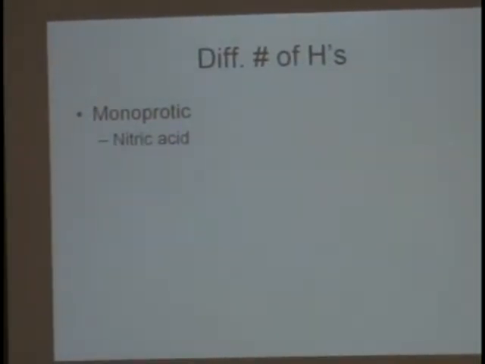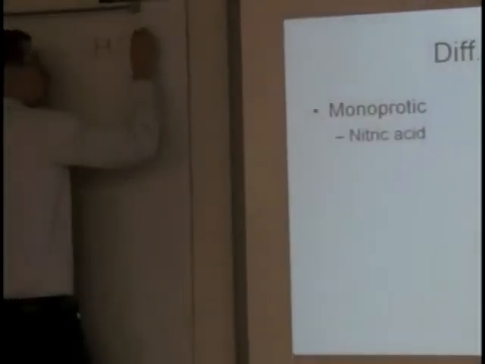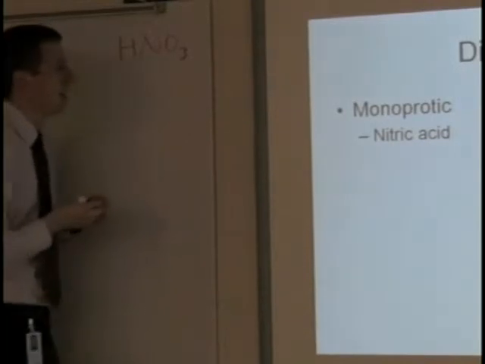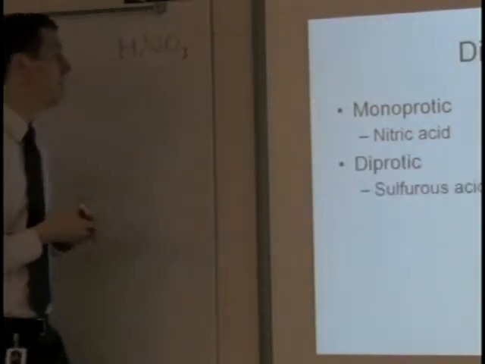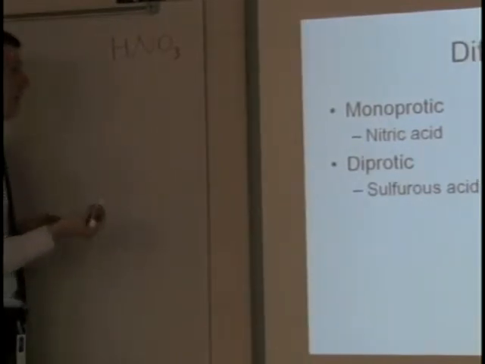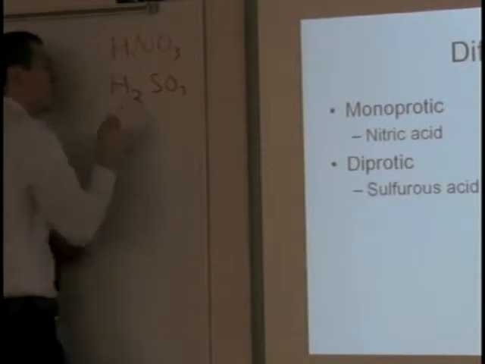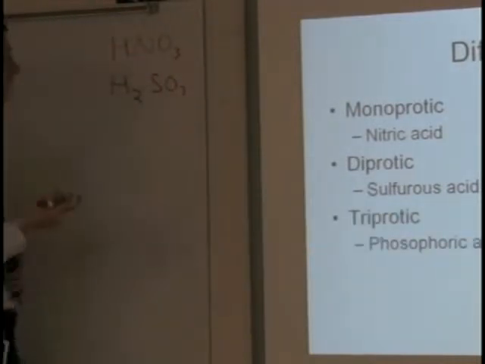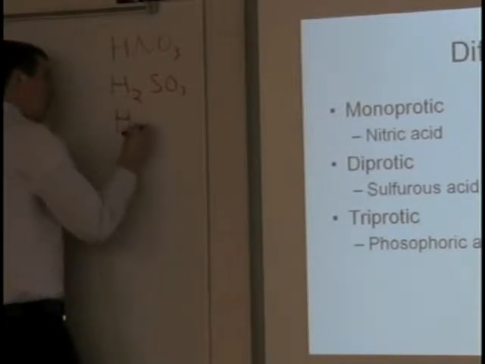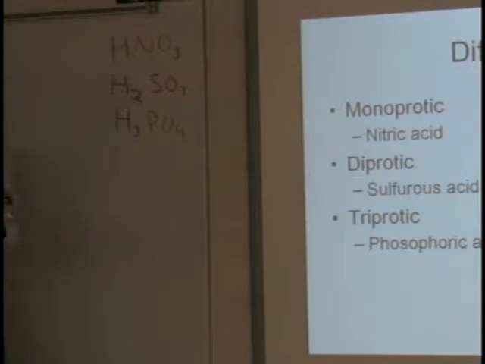that hydrogen. There are things called monoprotic acids. An example could be HNO3, nitric acid. It has one hydrogen to give. A diprotic acid could be sulfurous acid. Why it's called diprotic is because it has two hydrogens to give. A triprotic could be phosphoric acid, H3PO4. Why is it called triprotic?